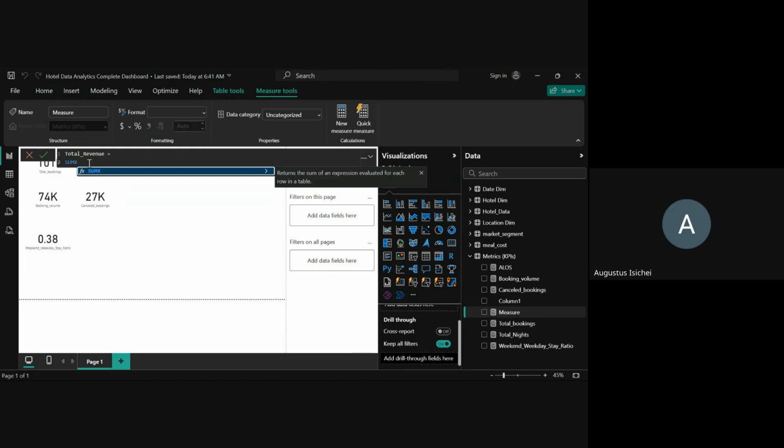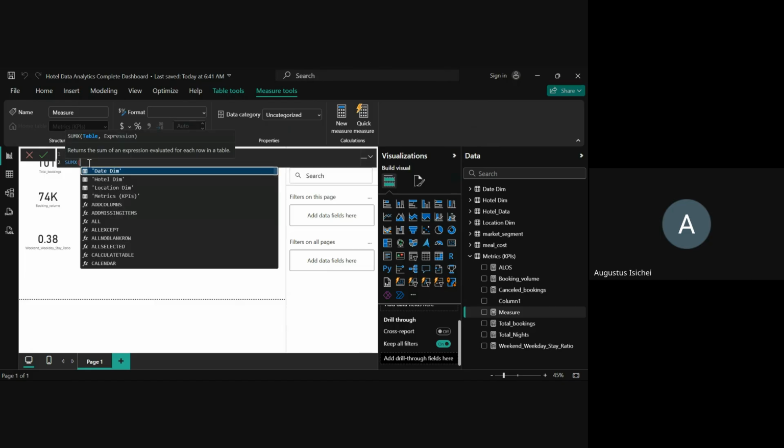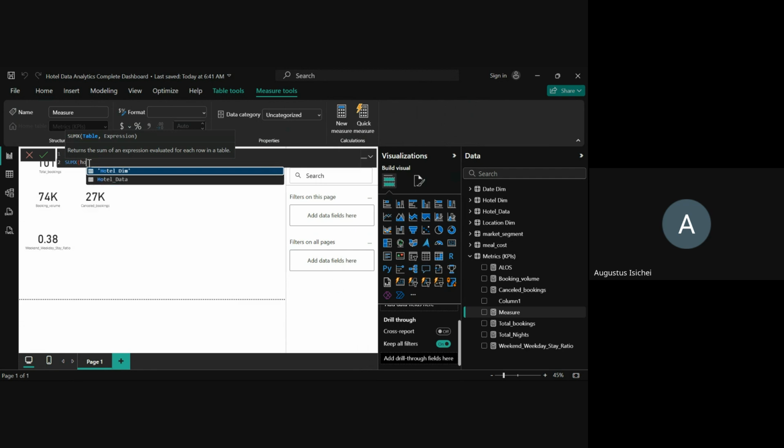So when I do this, the first thing I want to decide is what table I want to work with. I want to work with the hotel data table, which is the fact table. And which column do we want to perform this evaluation on?